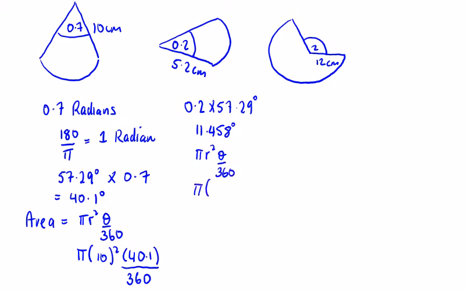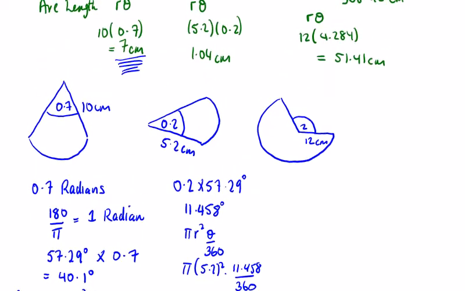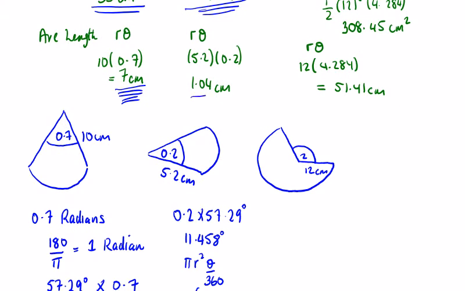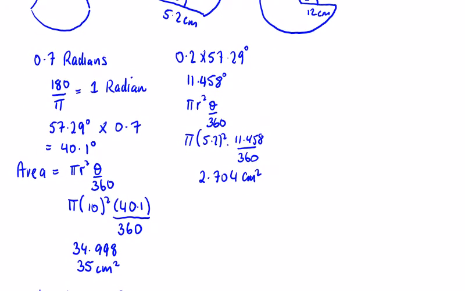So pi by 5.2 squared by 11.458 over 360, which works out to be 2.704 centimeters squared. What did we get up above? Well, we got exactly the same. And we got 1.04 for the second part.